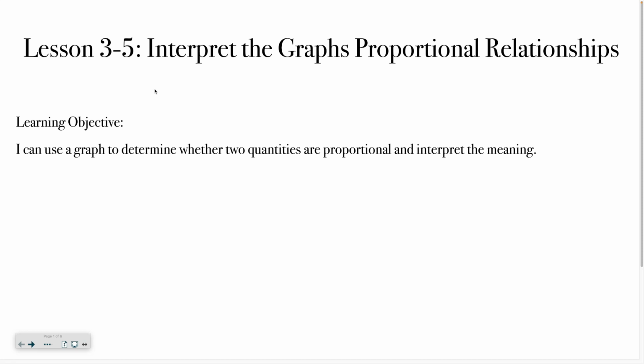Hello class, welcome to Pre-Algebra Lesson 3.5, which is all about interpreting the graphs of proportional relationships. So by the end of this lesson, you should be able to use a graph in order to determine whether two quantities are proportional, and you should be able to interpret meaning from that graph.